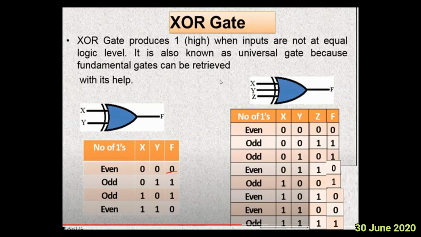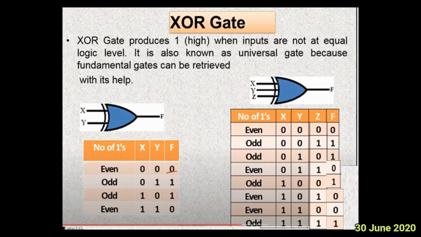What is an exclusive OR gate? XOR gate produces output when inputs are not at equal logic level. It is also known as a universal gate because fundamental gates can be retrieved. So every time I am telling universal, what is the meaning of it? By using any gate, if you can represent the basic gates like NOT, AND and OR, such a gate is called a universal gate. That we will see in our next slides.